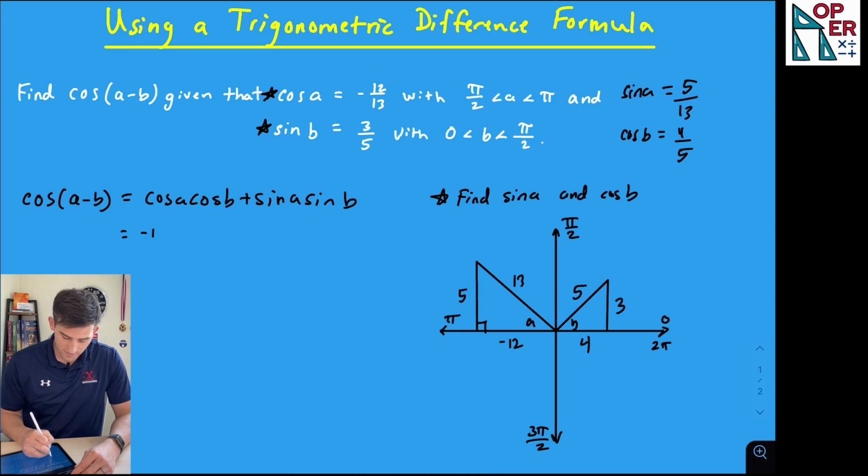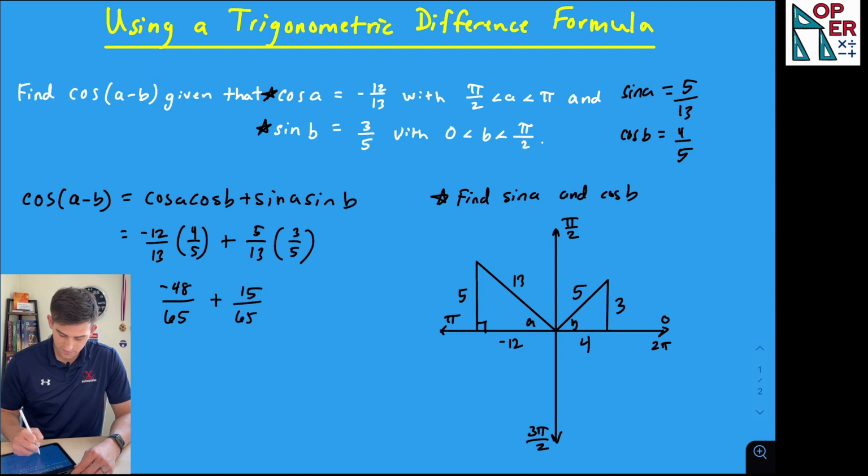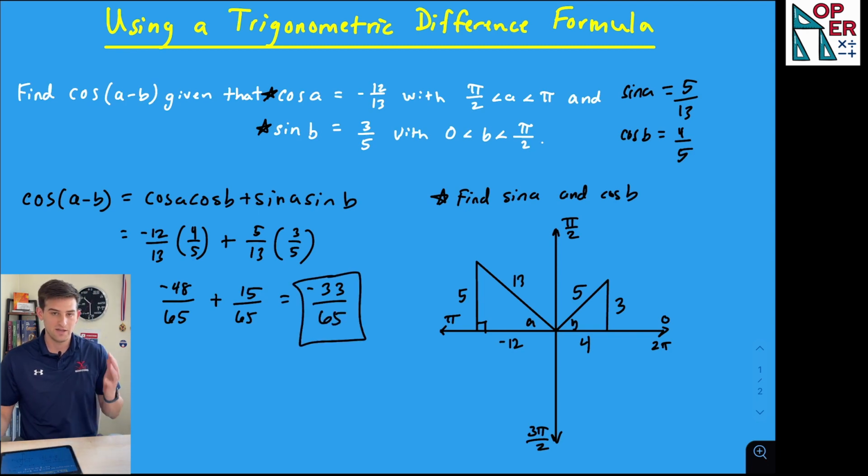So cosine of a we said was negative 12 over 13. Cosine of b we found to be 4 over 5. And we're going to add that to sine of a, which we found to be 5 over 13, times sine of b, which is 3 over 5. So here we're going to get negative 48 over 65 plus 15 over 65. So we add those together and we get negative 33 over 65. So that would be the value of cosine of a minus b. It would be negative 33 over 65, and that is how you can use a trigonometric difference formula.